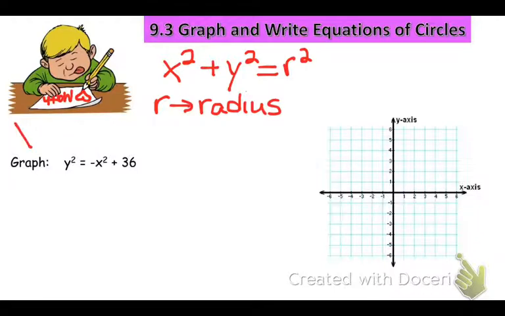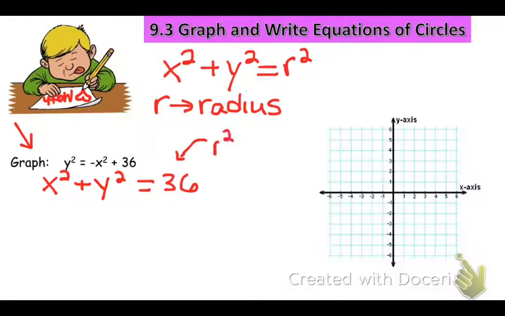Okay, so our first example is asking us to graph this following equation, and you'll notice that it's not in standard form. It's not matching the equation that I just wrote down. So the first thing we're going to need to do is to move the x squared over. So we end up getting x squared plus y squared equals 36. If this is r squared, then we need to take the square root of 36. So we know that r is going to be equal to 6, and that's the radius.